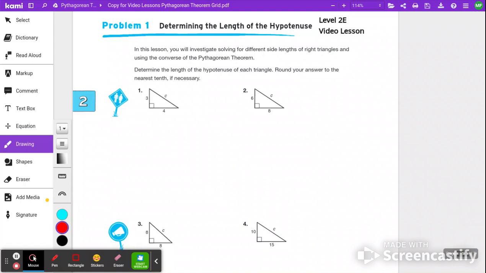In this lesson, we will use the Pythagorean theorem to determine the length of the hypotenuse in a right triangle. The first one, in number 1, we are looking for the hypotenuse C, and we'll use the Pythagorean theorem, a squared plus b squared equals c squared. A equals 3 and b equals 4. So we'll plug these into the equation.